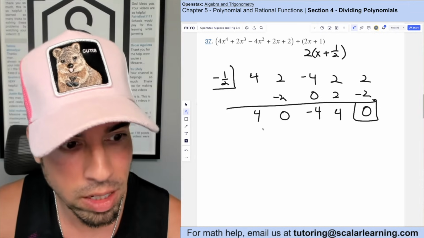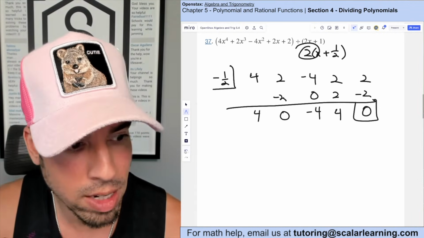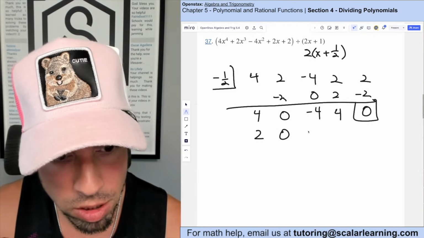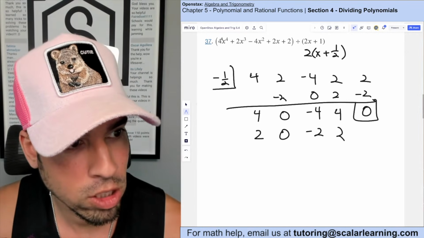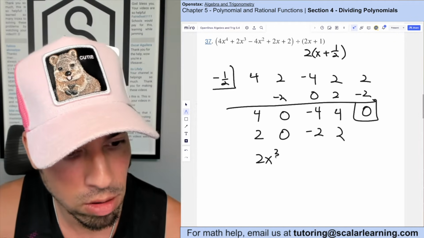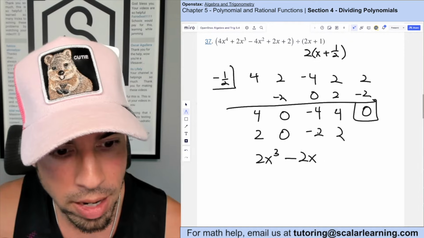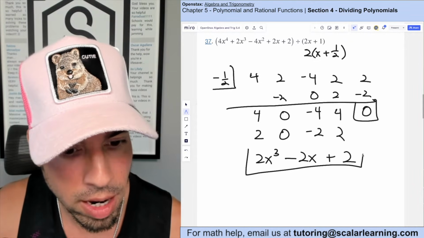Because in our final answer, we get these as the coefficients. But before we do that, we must divide each and every one by 2. So we get 2, 0, of course, still, negative 2, and 2. Now we start with this coefficient. Since we started with x to the 4th, we drop it down to x to the 3rd by 1 degree, 0x squared minus 2x to the 1st plus 2 as the final constant. And there is your answer.